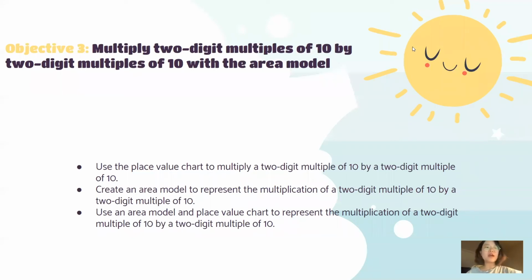Okay, and with our third objective, multiply two-digit multiples of 10 by two-digit multiples of 10 with the area model. So we're going to use the place value chart to multiply a two-digit multiple of 10 by a two-digit multiple of 10, and create an area model to represent the multiplication, and use an area model and place value chart to represent the multiplication of two-digit multiples of 10 by two-digit multiples of 10.